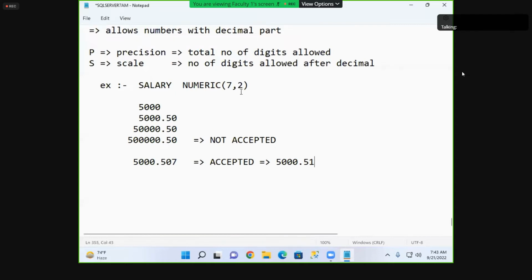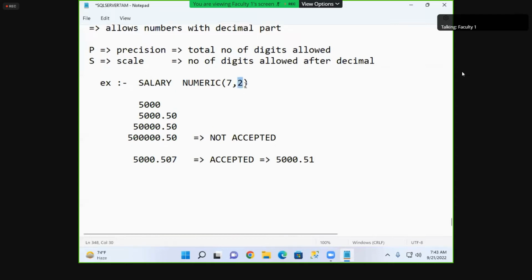Because you said after decimal how many? 2. But this contains how many? 3. But the 3 is rounded to 2. 507 is rounded to 51. You know rounding, right? 507 is rounded to 51.